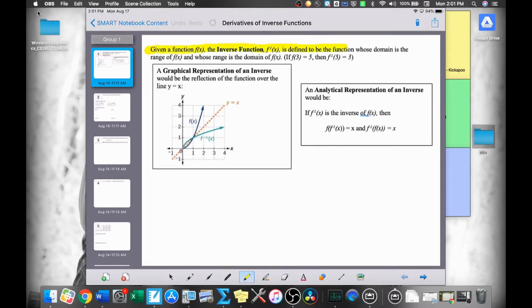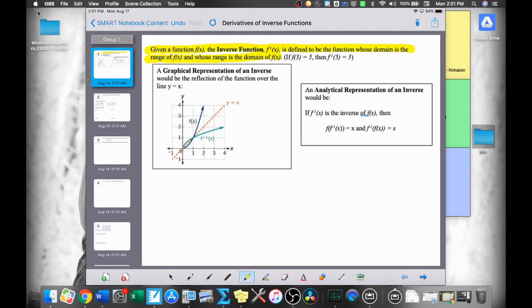So as we already know from our previous experience, a function and its inverse, their domain and their range, exchange places. If f of 3 is 5 on f of x, then f inverse of 5 would be 3 on f inverse of x. And then we have two different representations of inverses. Here we have a graphical representation in which we know that a function and its inverse will always be reflections of each other over that diagonal line y equals x in the coordinate plane.